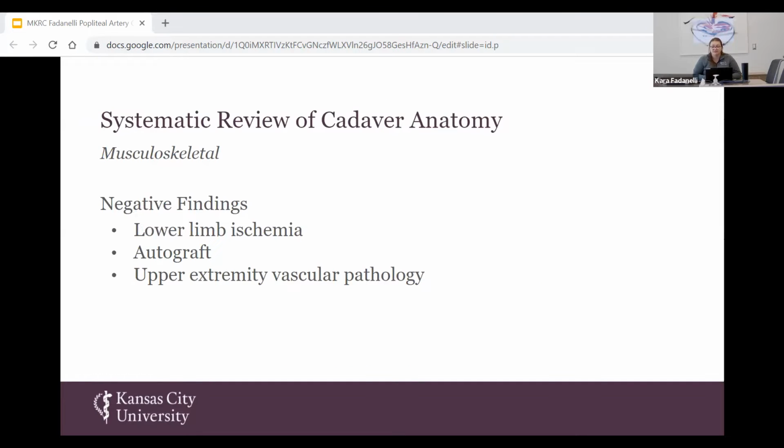Reviewing the rest of the musculoskeletal system, there wasn't any evidence of lower limb ischemia or any abnormal findings in our upper extremities. Additionally, the main veins used as autografts in bypass procedures, such as the great and small saphenous veins, were still intact in this cadaver, and that indicates that the graft came from an external source.